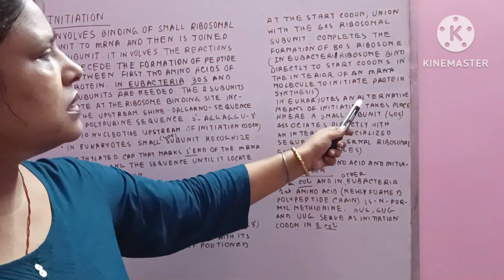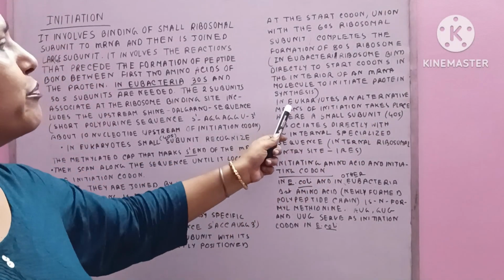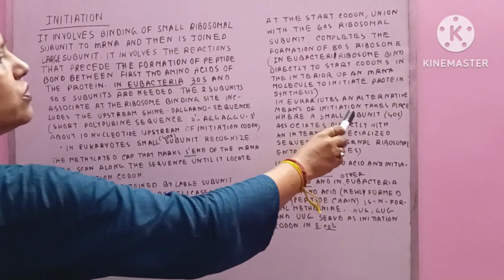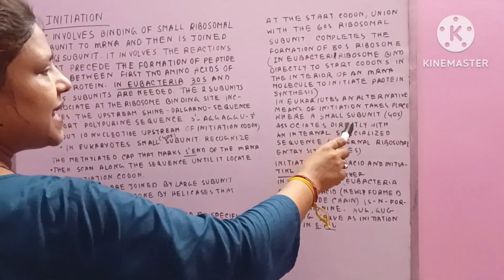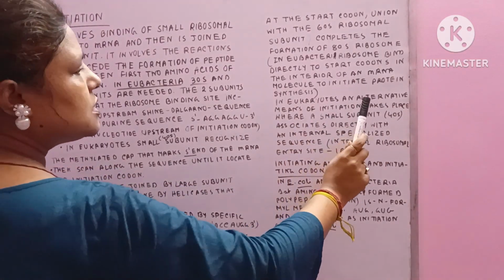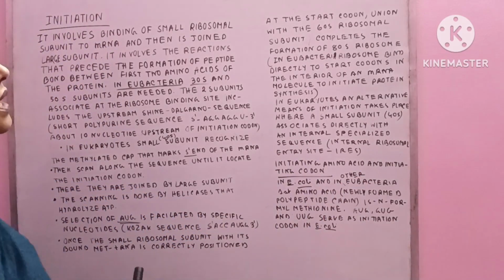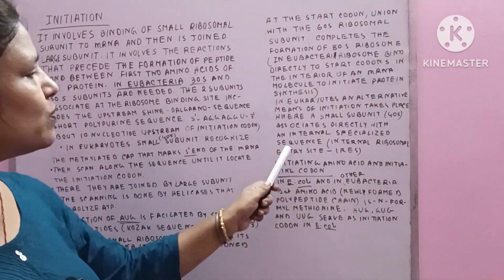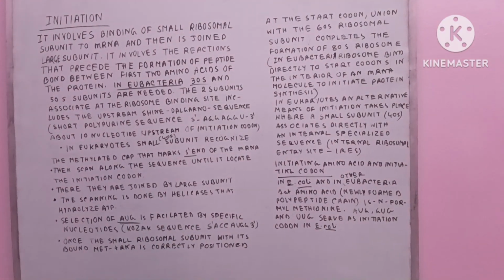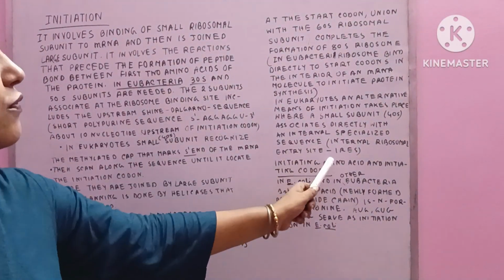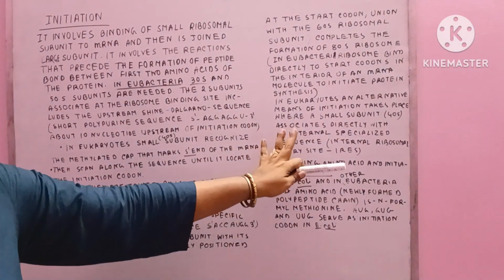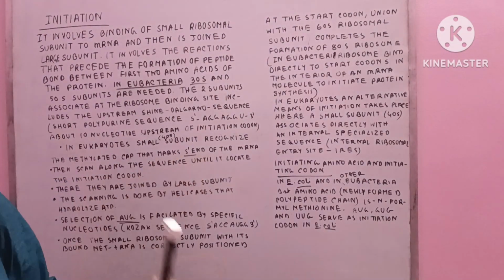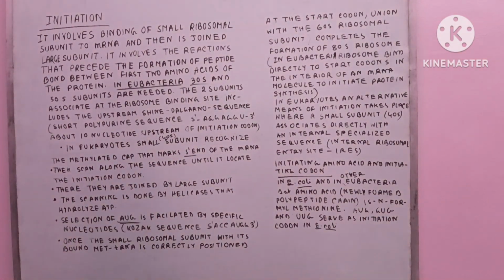In eukaryotes, an alternative means of initiation takes place, where the small subunit, the 40S, associates directly with an internal specialized sequence. What is this internal specialized sequence? This is the internal ribosomal entry site, or IRES for short. This is the alternative process, and it does not always happen in eukaryotes; it happens only in some cases.